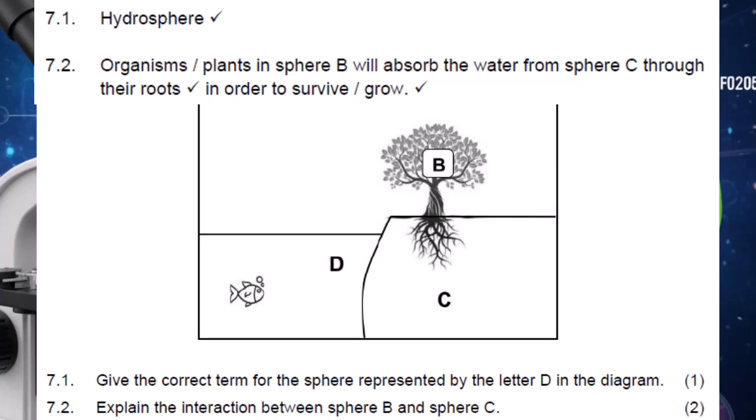We should probably quickly name the others usually shown. Geosphere or lithosphere is the rock and land. Biosphere is all living things, plants and animals. And atmosphere is the layer of gases surrounding the Earth. Got them all.